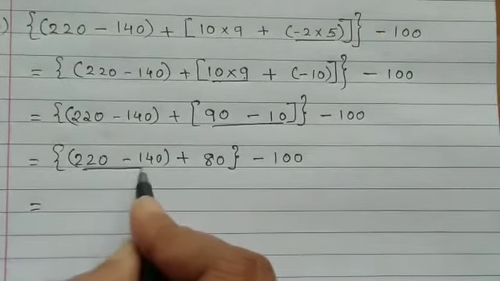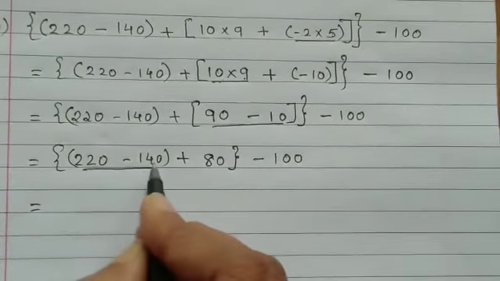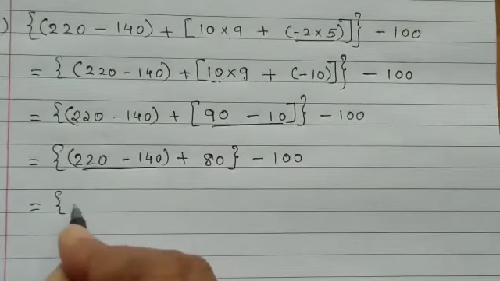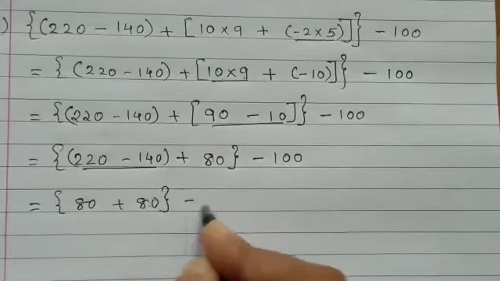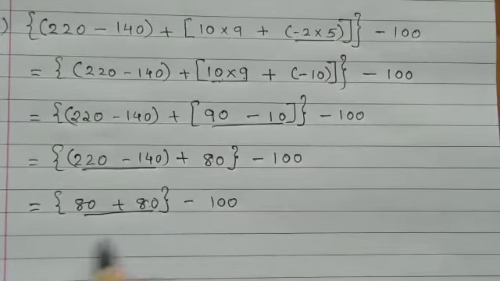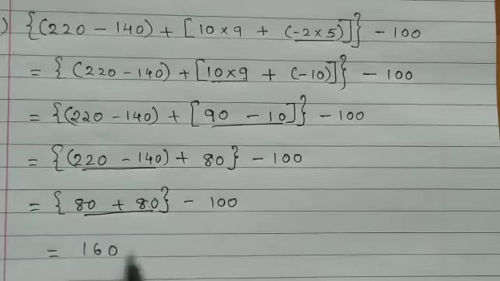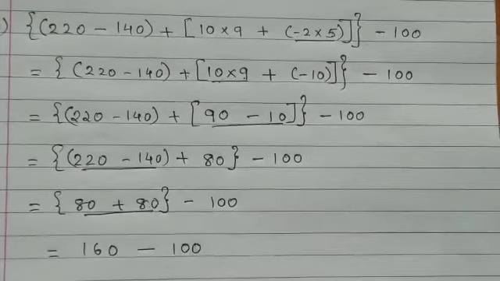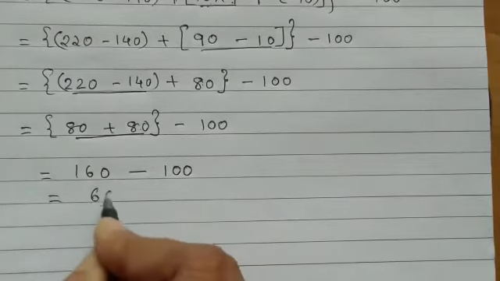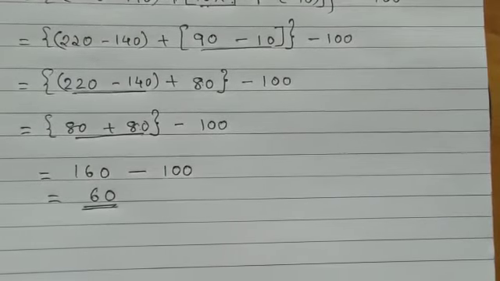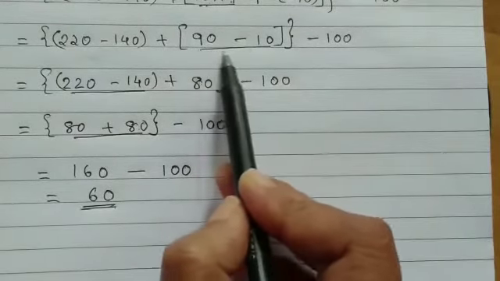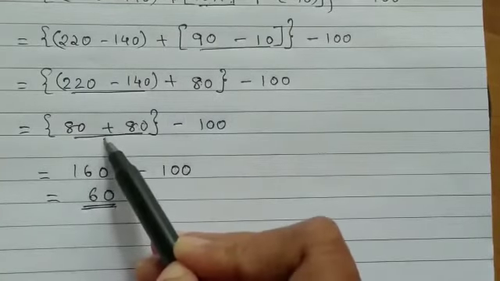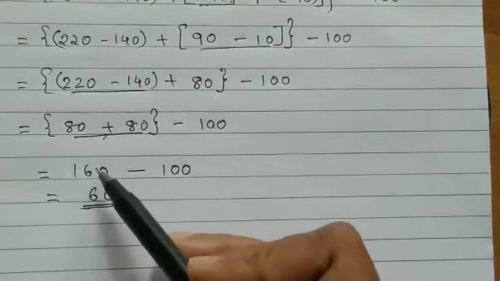Now we have to solve this bracket first. So 220 minus 140 gives you 80 plus this 80 minus 100. Now 80 plus 80 is 160 minus 100. 160 minus 100 is 60. So this is the answer. As you are doing whichever operation you are doing, if you underline that, it will become easier for you to solve the next step.